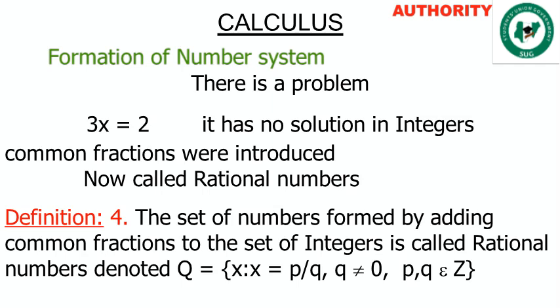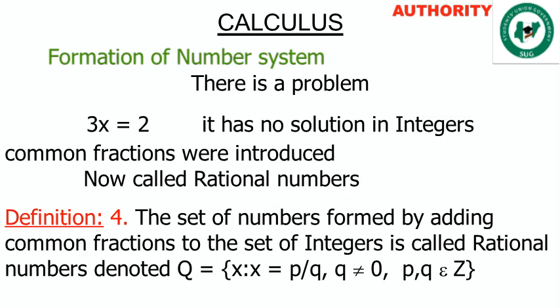And then you say Q is equal to X such that, this colon, let me just read this statement. This statement says Q is a set of numbers X such that X is equal to P all over Q. That is, X is a number in the form of P all over Q. That is, X is a kind of number that looks like P all over Q. And then that Q is not equal to 0.